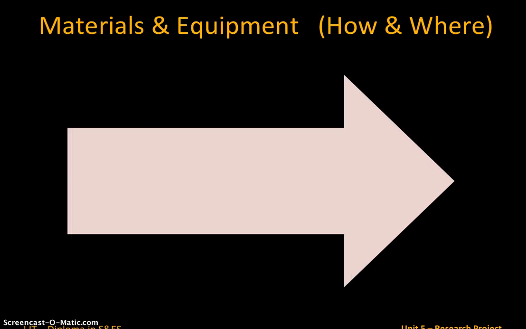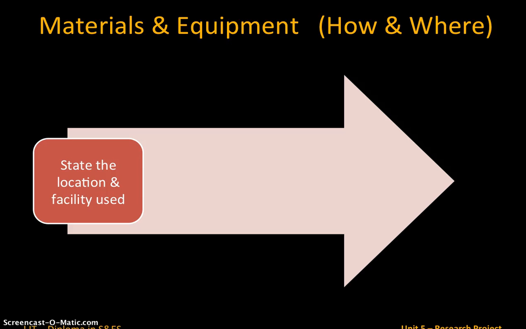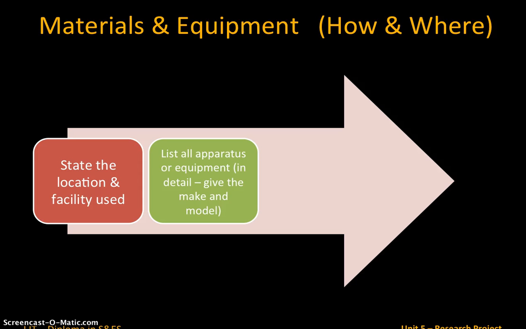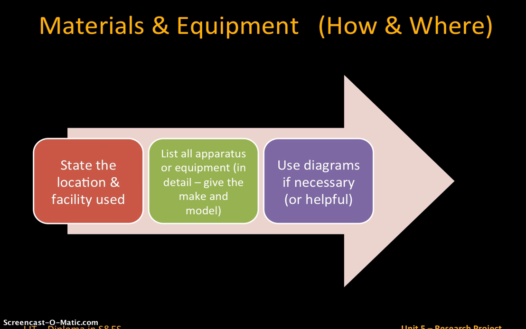The second section we need to look at is materials and equipment. So pretty much how and where your project was done, and what was used to do it. You'd state the location and the facility that was used. List all the apparatus or equipment, and in theory you should be so detailed that you give the make and the model of your equipment. Obviously there might be some variations if we were being highly strict and precise in terms of the quality of your equipment or how reliable the equipment was. So you need to list all the equipment used.